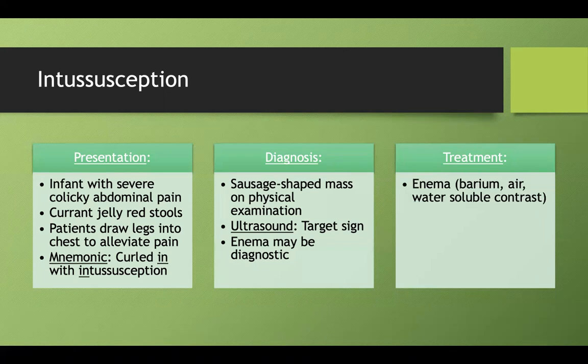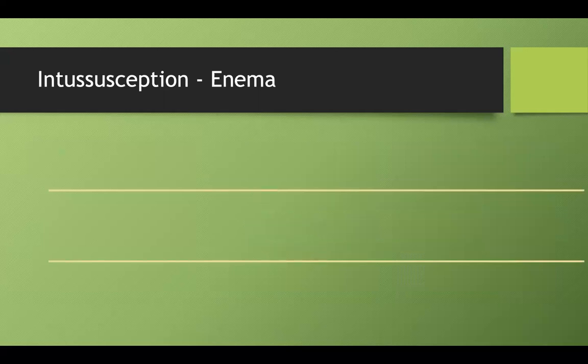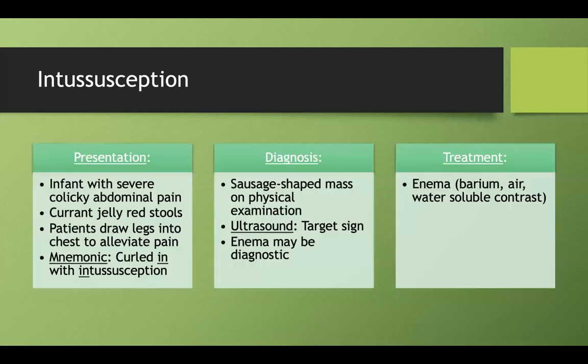So oftentimes we treat people with presumed intussusception with an enema, and you can use a wide variety of things. And why that works is because an enema will cause back pressure, and that can undo this intussusception that's been going on. Unfortunately, enemas don't always work. So if the patient still has persistent recurrence of this intussusception, they may need surgery to fix it.